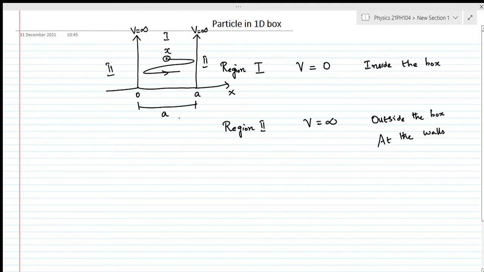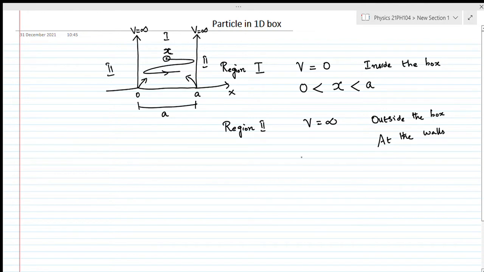Now, the position of the particle inside the box can be written with x greater than 0 but less than A. You can see from the diagram here, the position of the particle x is greater than 0 here, but less than A because it is inside the box.